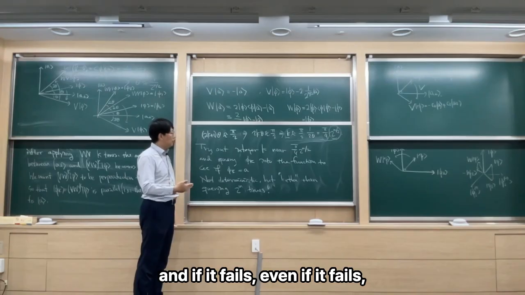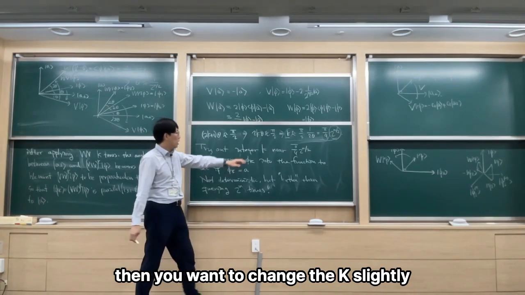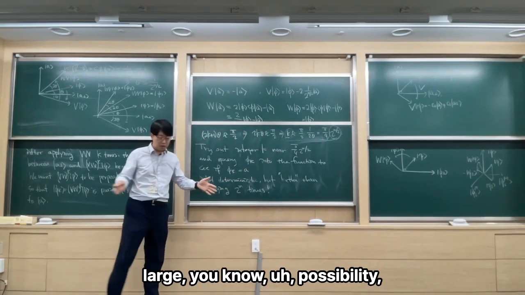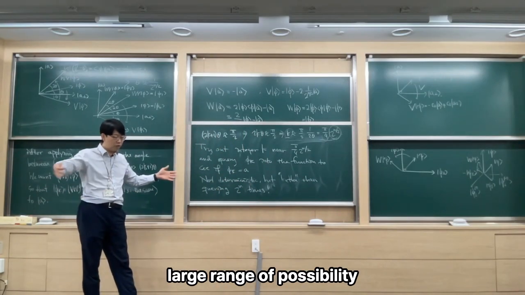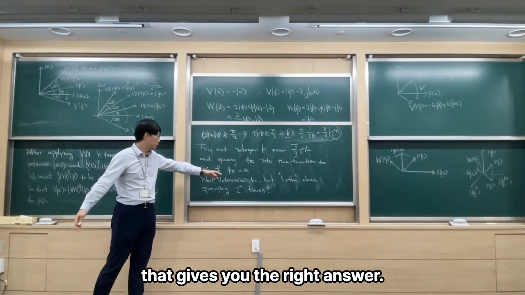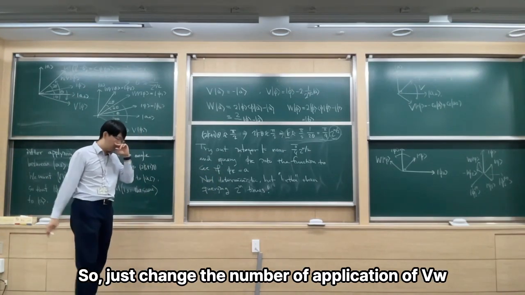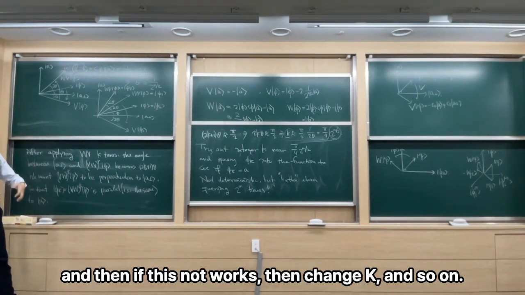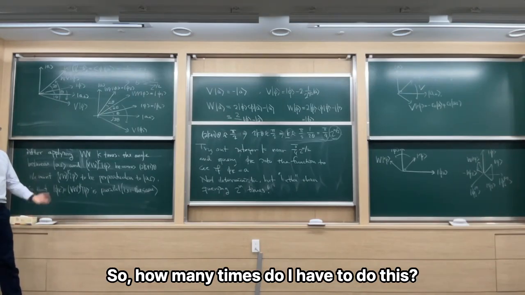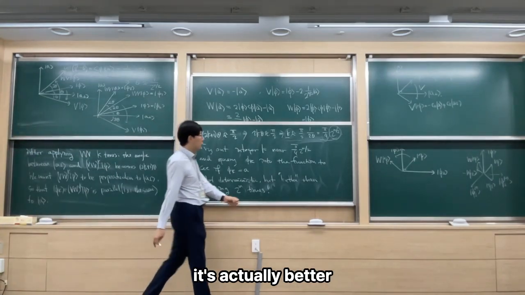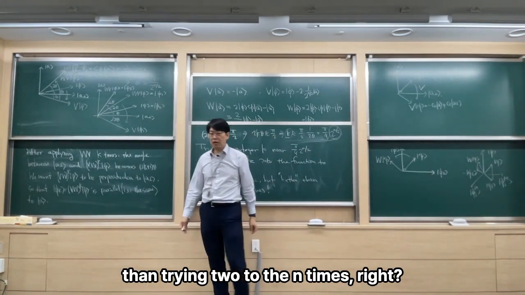And if it fails, then you want to change k slightly, because this is not even an integer. So you have a large range of possibility to try for the actual k that gives you the right answer. Just change the number of applications of VW and then do it again, taking the measurement several times, and if this doesn't work, then change k and so on. So how many times do I have to do this? Well, we don't know, but the idea is that however many times you do, it's actually better than trying 2 to the n times.